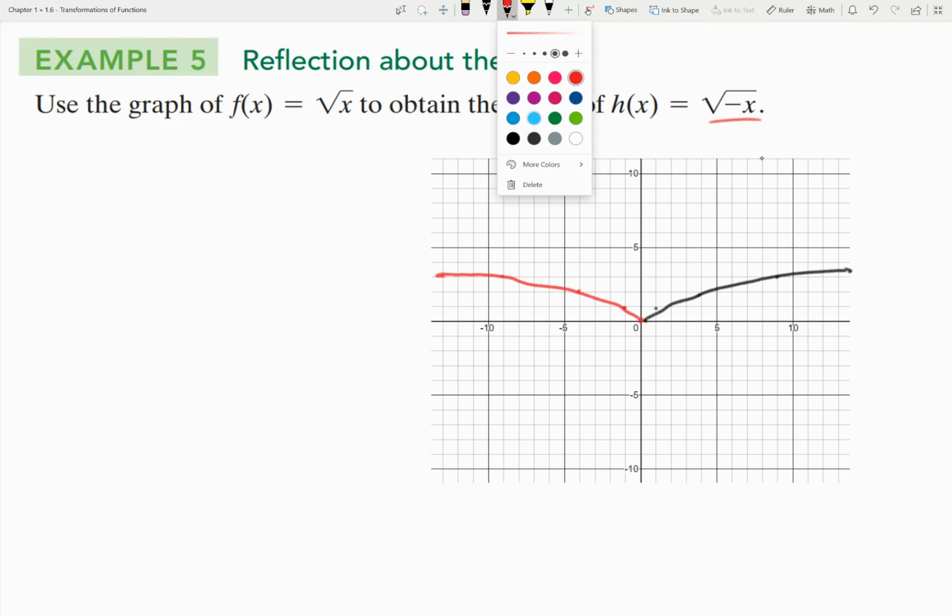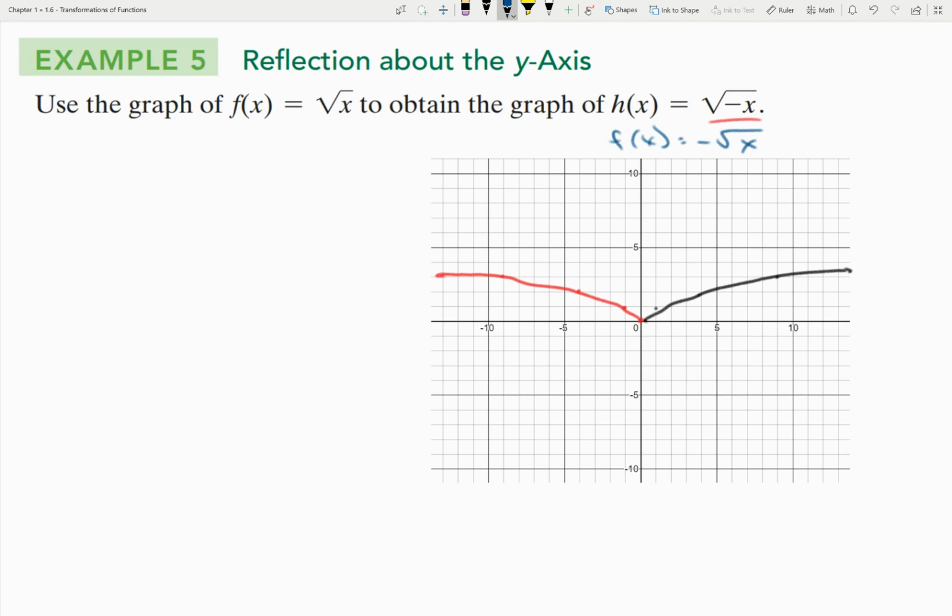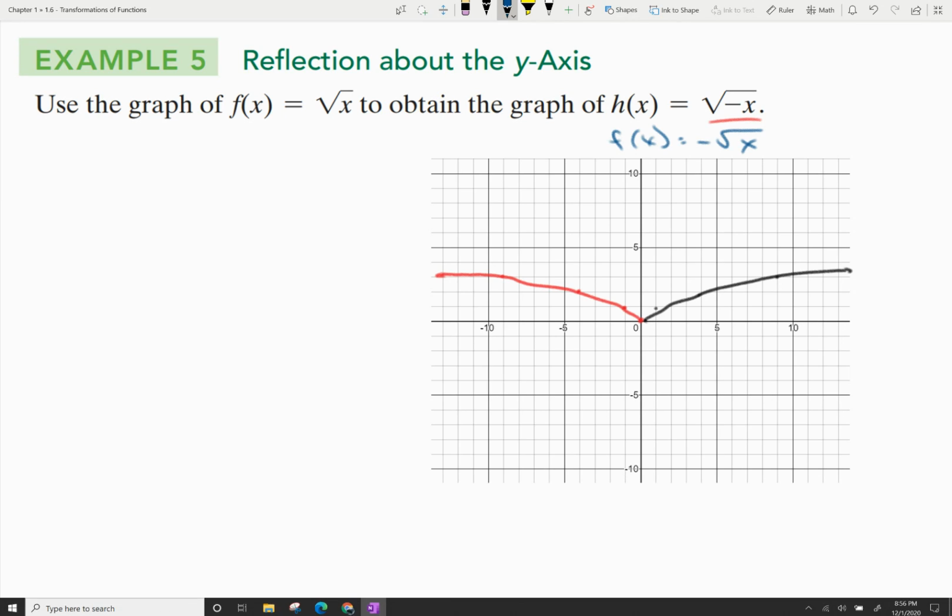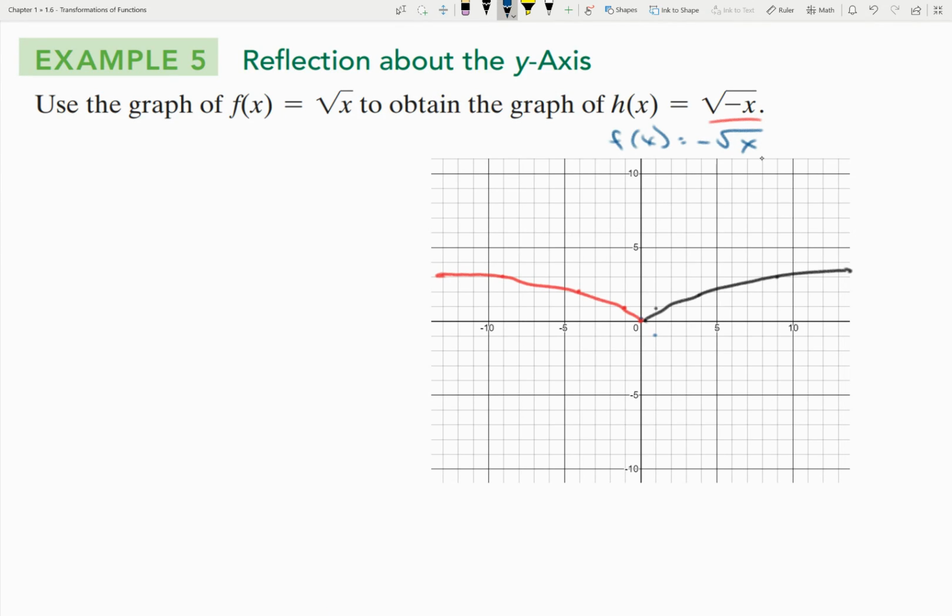We could even reflect this across the x-axis if we wanted to in blue, but that is the way we would have to write this function. Now, my graph would look like this.